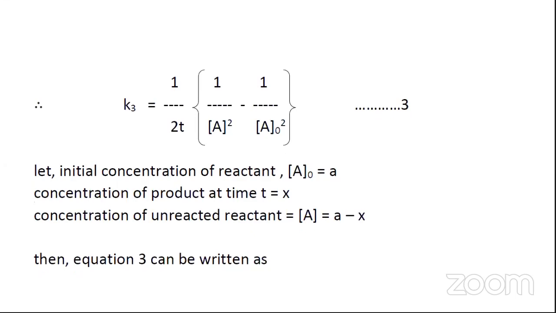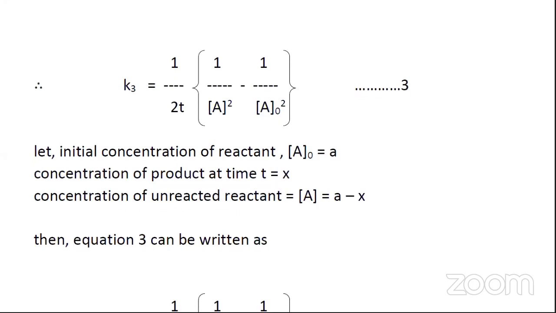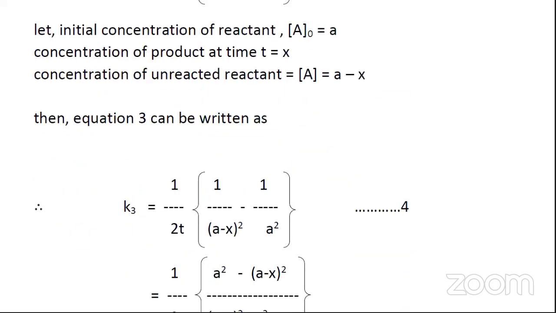Now let the initial concentration of reactant a0 equal a, the concentration of product at time t equal x, and the concentration of unreacted reactant equal a minus x. Put this value in equation 3, we will get K3 is equal to 1 upon 2t, 1 upon (a minus x) square minus 1 upon a square. This is equation number 4.